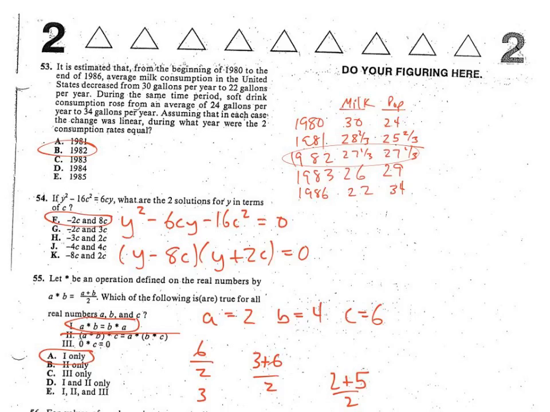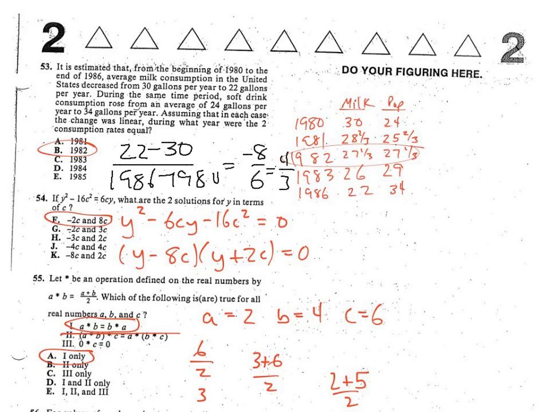53, we're just looking to compare the slopes of milk and pop to one another and see when we get the same value. So for milk, I'm going from 1980, 30, to 1986, 22. If I took the slope of that, I would take 22 minus 30 over 1986 minus 1980, which would be negative 8 over 6, which is negative 4/3. So that implies each year I'm going down by 1 1/3 value.